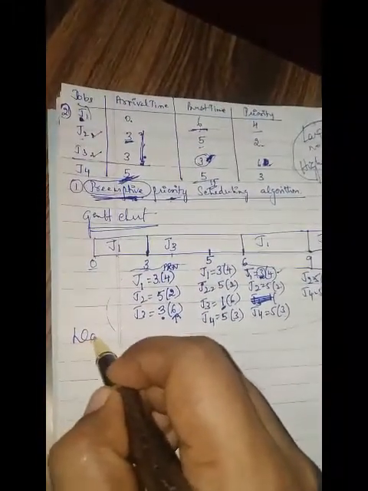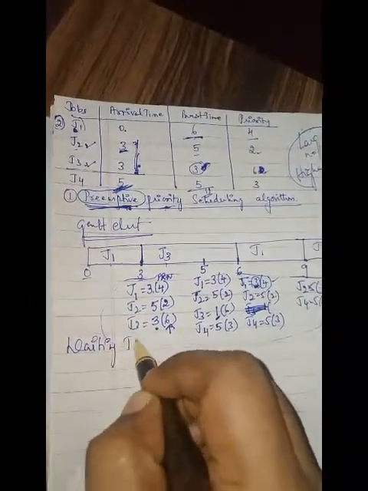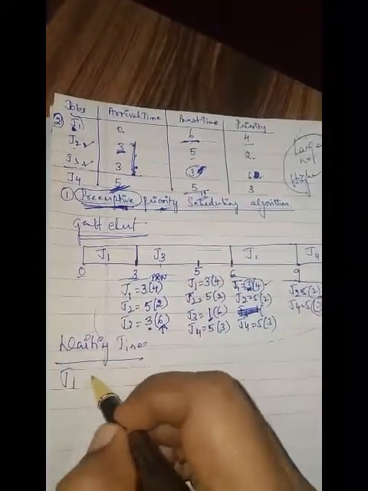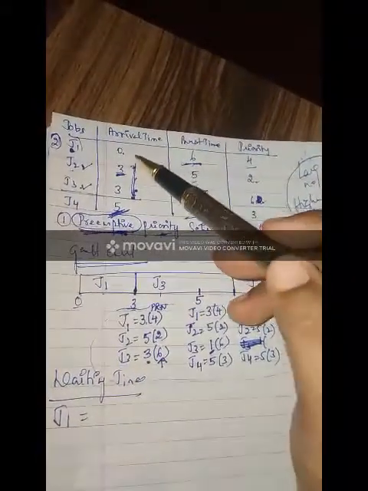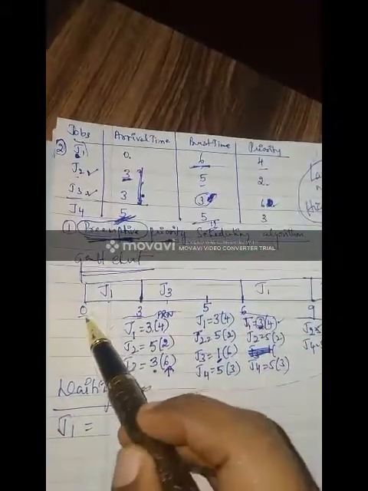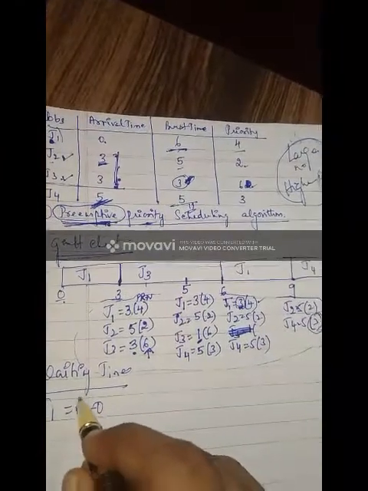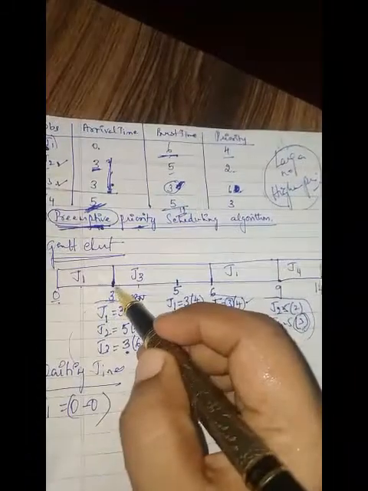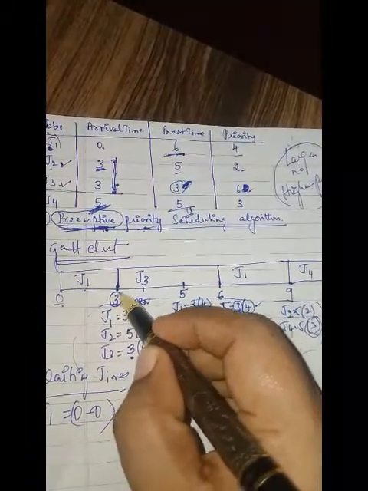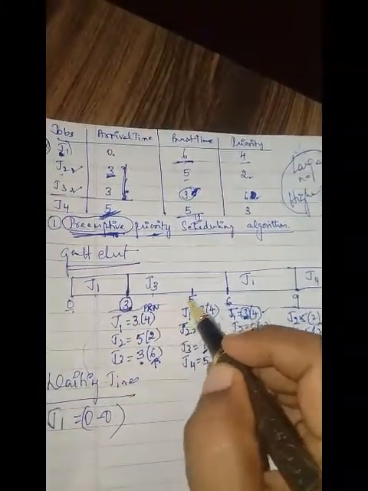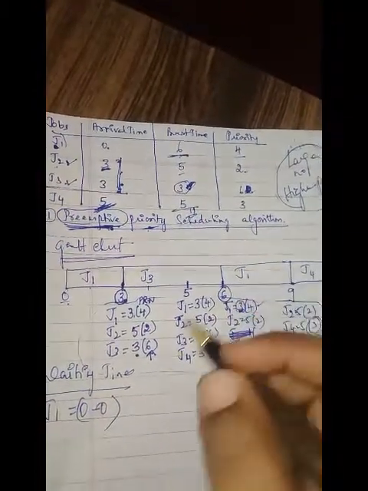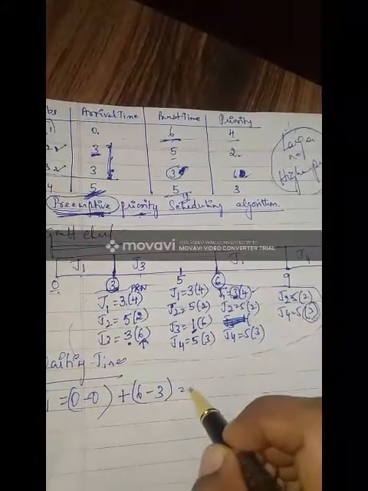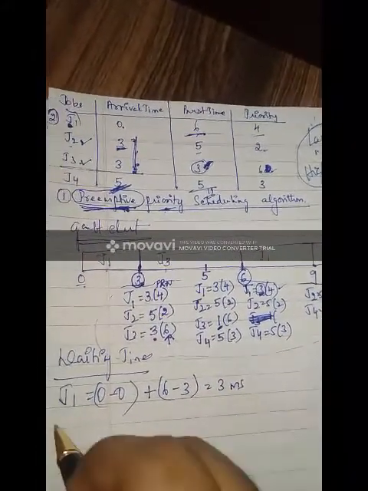Now how are you going to calculate the waiting time? How do you calculate it for J1? J1 came in at 0 milliseconds and got the CPU at 0 milliseconds, so 0 minus 0. Again, do you have J1? Yes, we have J1 over here. J1 executed till 3 and stopped, and once again it got the CPU at 6. So plus 6 minus 3. So it is 3; 3 is the waiting time.